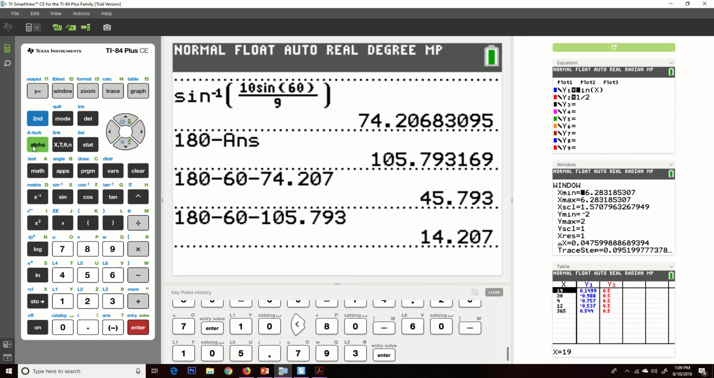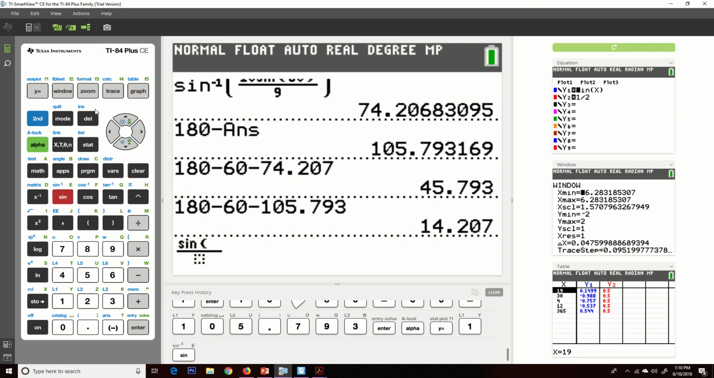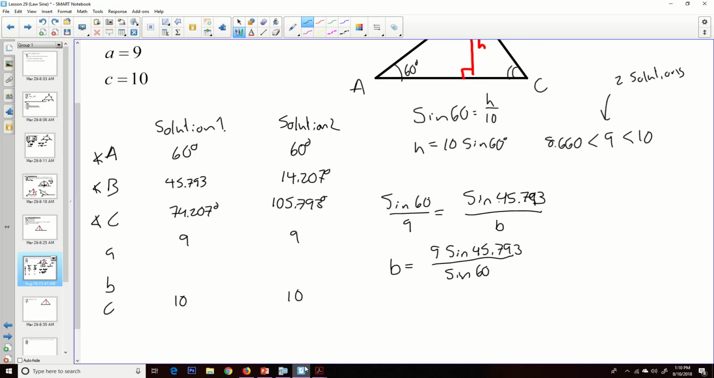Let's make it a fraction. So I need a 9 first. So 9 sine of 45.793, close the parenthesis, all over the sine of 60 gives me 7.449. Okay, so my b is 7.449 right there.